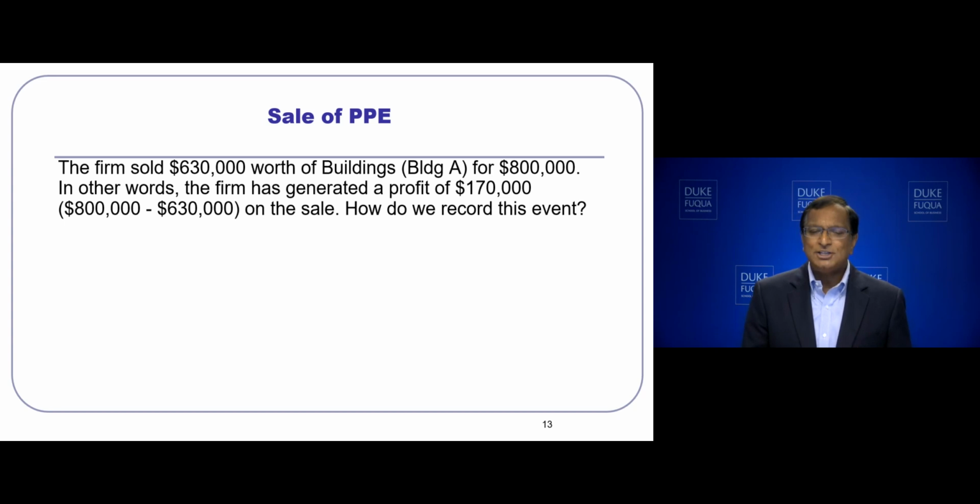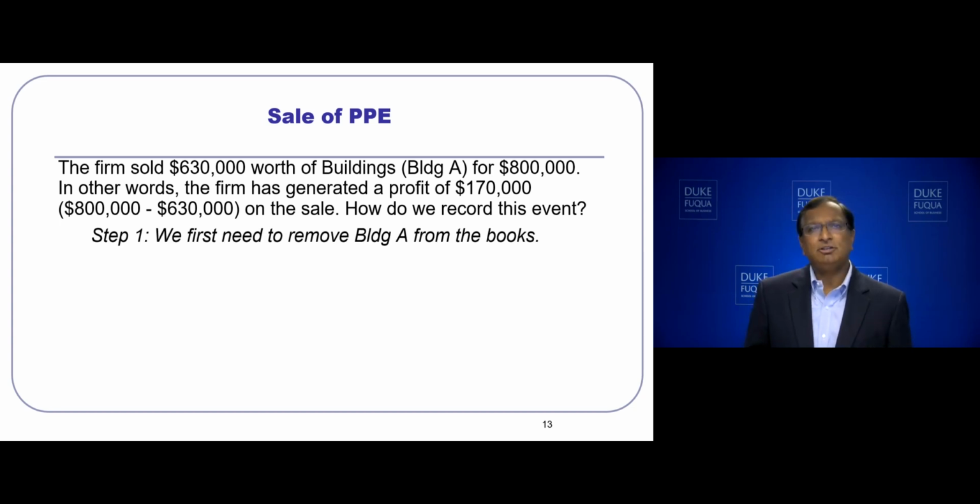So the firm essentially sold $630,000 worth of buildings, that is building A, for $800,000. So in other words, the firm has actually made a profit of how much? $170,000, which is the difference between $800,000 and $630,000. So how do we record this event? We have to do it in steps.